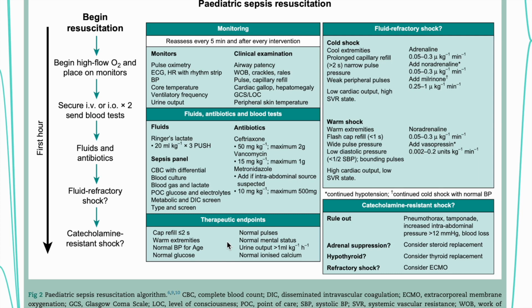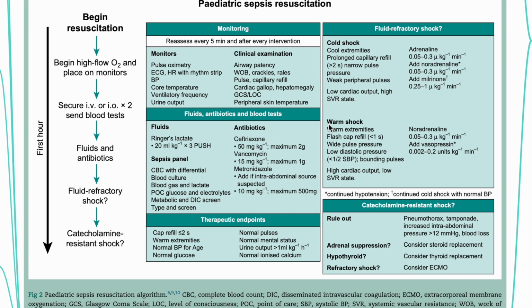Assess for fluid refractory shock. This may be divided into cold shock or warm shock. Signs of cold shock: cold extremities, prolonged capillary refill time more than 2 seconds, narrow pulse pressure, weak peripheral pulses, low cardiac output, and high SVR state. Treatment: adrenaline 0.05 to 0.3 mg per kg per minute, add noradrenaline if continued hypotension 0.05 to 0.3 mg per kg per minute, add milrinone if continued cold shock with normal BP 0.25 to 1 microgram per kg per minute.